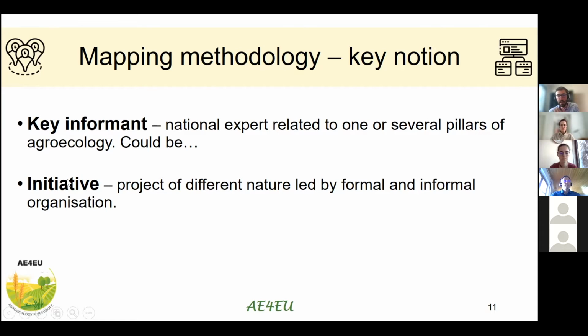So as you will see, and Anna will present some examples for Germany and Austria, this could be programs, it could be projects, it could be initiatives, could be also living labs, could be social movements. So there is a wide diversity of what we call initiatives.